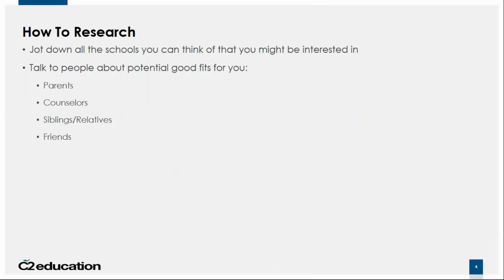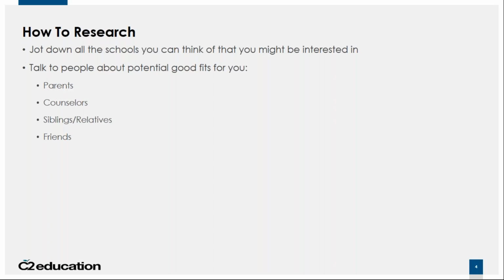Now, the way of finding that is to do your research, right? Jot down all the schools you think you'd be interested in, and then talk to people. Talk to people about what's a good fit. Talk to your friends, talk to your parents, guidance counselors, teachers, siblings, relatives. Sometimes you have a cousin or a cousin's mother's brother's sister who went there, which I just sort of circled around on. But sometimes there are people who know, or maybe a friend of a friend who went to that school, and they can tell you a bit more about what the school is going to be like.